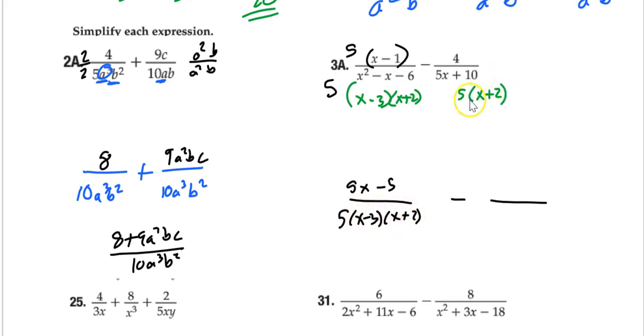And then you look at this one, and you ask, okay, what's missing from that thing? Well, it has a 5 now. It has x plus 2. It doesn't have the x minus 3. So multiply by x minus 3. That's my little shortcut. Multiply by what you need to get.